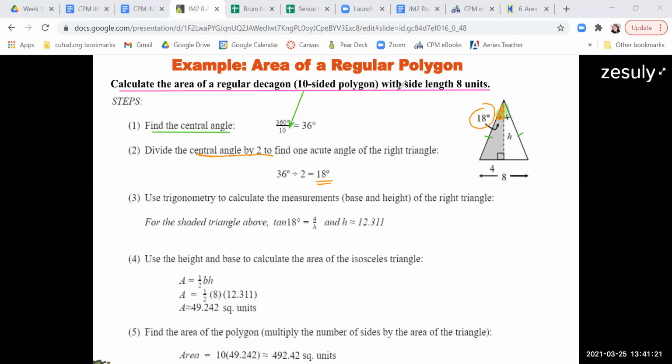Now what I'm going to do is redraw the shaded triangle down here so that we can refer specifically to it and it won't be overlapping. I'm going to just look at the right triangle right here, and then we can come back to the isosceles triangle in the end. So here's our right triangle.